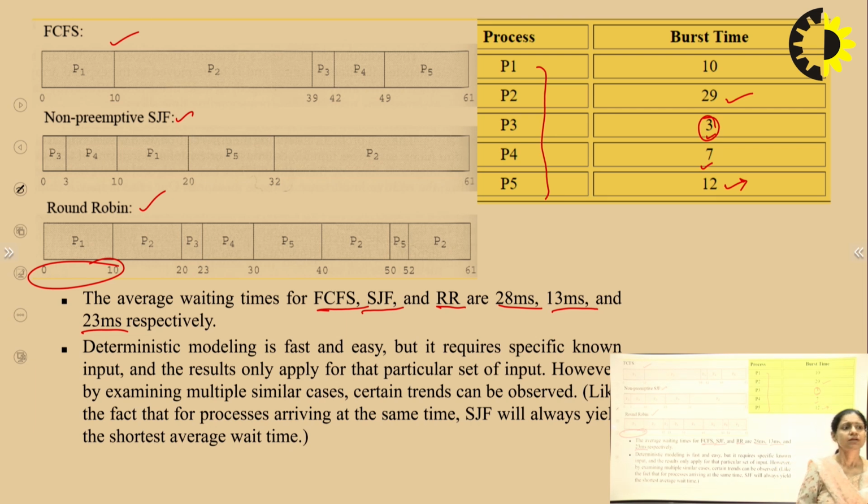So, this deterministic modeling is fast and easy, but we should know what processes are coming with what burst times, that is, the input should be known to us, and the result only applies to that particular set of inputs. However, by examining multiple similar cases, we can determine certain trends and identify, without actually calculating, which algorithm is best for what set of processes coming into the system. That's all.